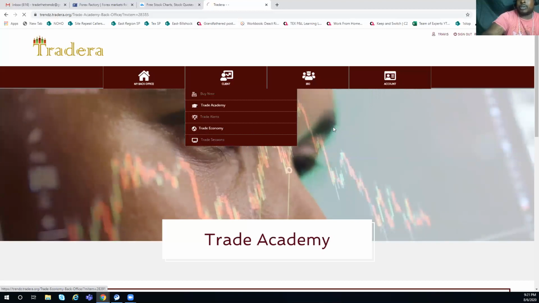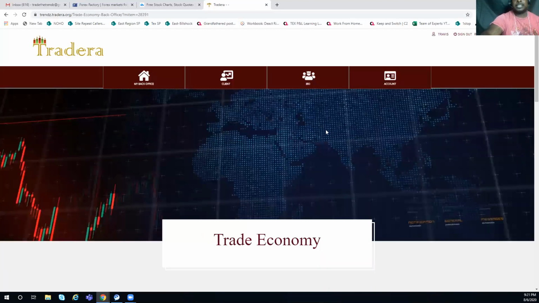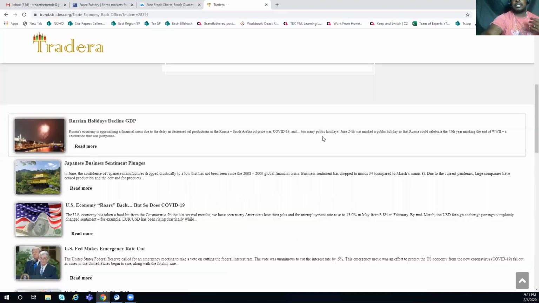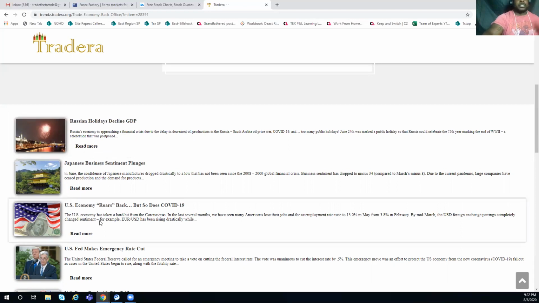Trade economy is where we talk about the forecast, the news, and different things that could impact changes in the market, like Russian holidays, Japanese business plunges, and things like that. So we may not want to trade the euro during some time like this. We may not want to trade the JPY. Hey, the U.S. economy is soaring. Does that mean the U.S. dollar is getting stronger? What's going on?